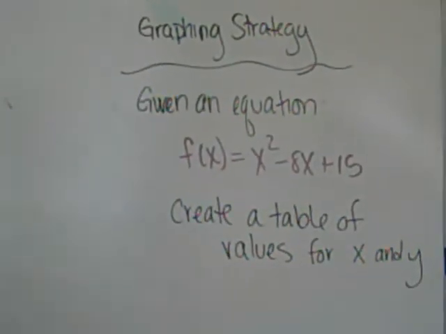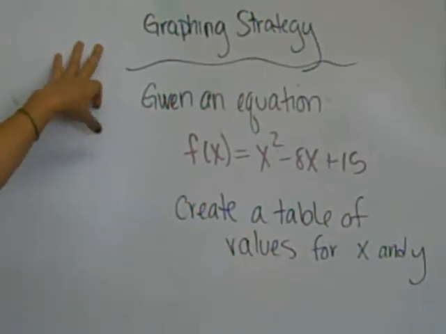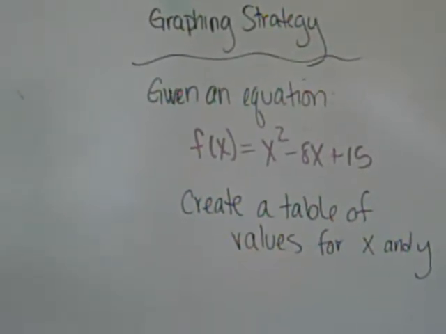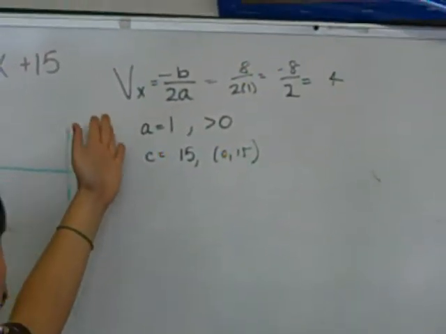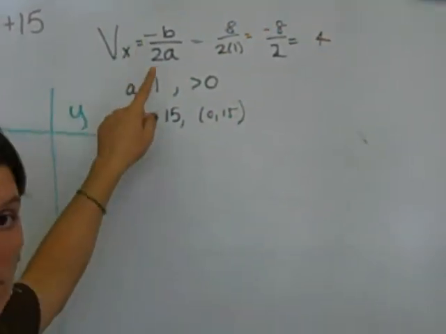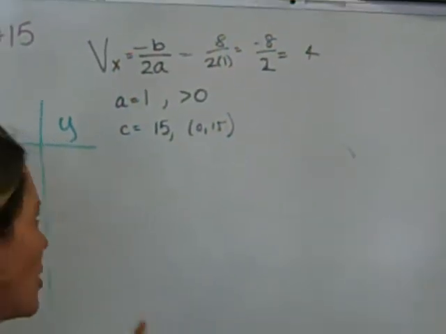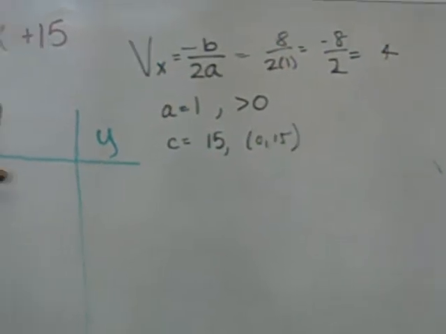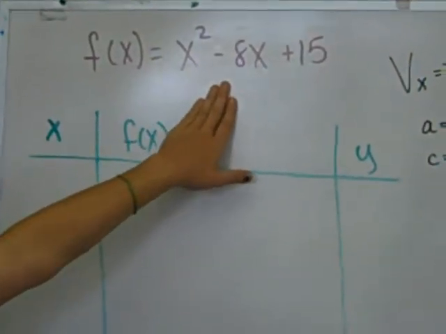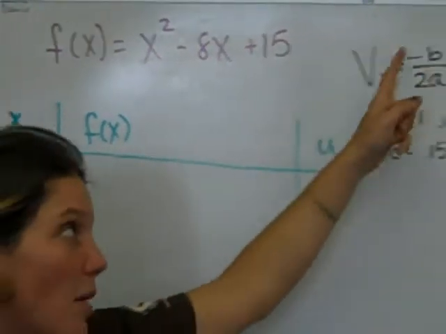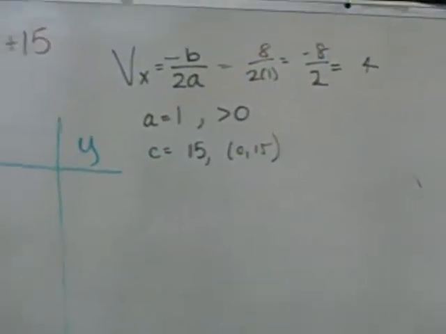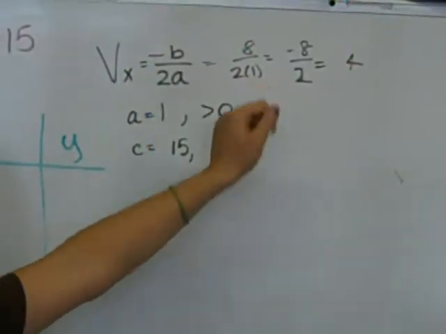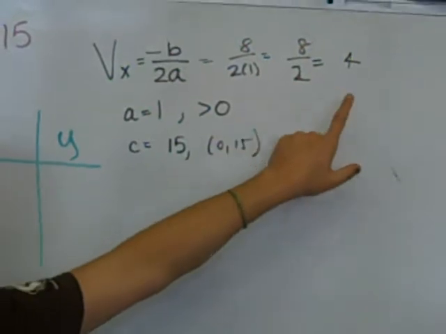Alright, so given an equation, we can employ our graphing strategy of creating a table of values. And the first value we want to look at is our vertex x. So again, the equation for that vertex is negative b over 2a. I'm not sure if I said negative earlier. Negative b over 2a. So using our equation, I'm going to plug those values in. So my b is negative 8. So if it's a negative b, that makes it positive 8. A is 1, so it's going to be 2 times 1. So 8 over 2, that's 4.